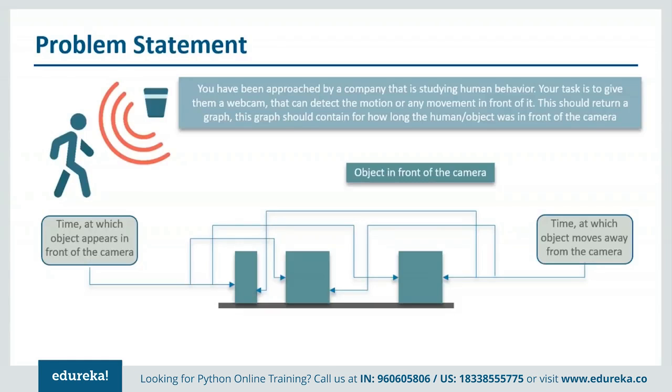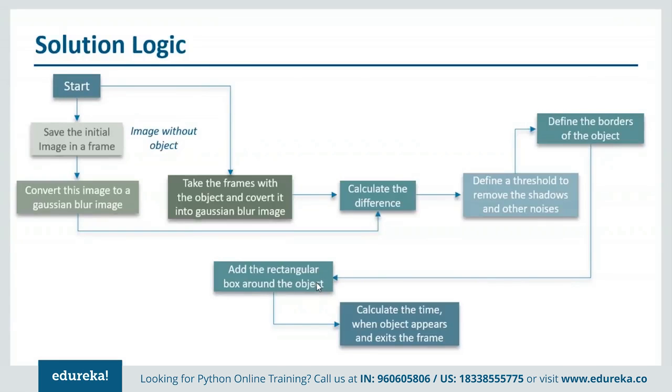So you have been approached by an organization that is studying human behavior. Now your task is to give them a camera that can detect any motion in front of it. And it should return a graph which should contain for how long the object or the human was in front of the camera. So this is how the graph should look like. This should be the starting time, right? The moment the object appeared in front of the camera, for how long it stayed in front of the camera, then it went off. Then again it appeared at this particular time, then again it went off. So this is how it should look. Time at which the object appears in front of the camera and the time at which the object moves away from the camera. So how are we going to execute it?